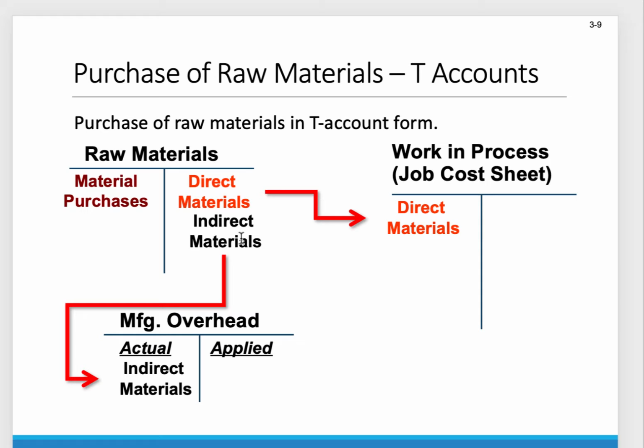Indirect materials, those also flow to the production department, but we got that little corner where we keep our manufacturing overhead, and we see that the indirects leave raw materials and flow into the debit side of manufacturing overhead, which is the left side, and we see the actual indirect material costs incurred.